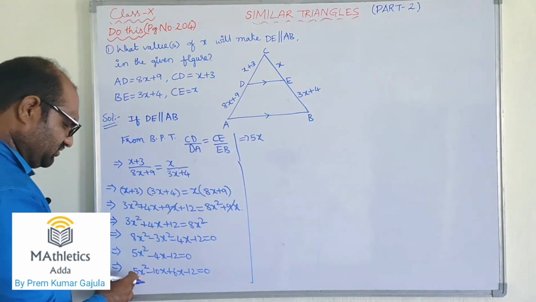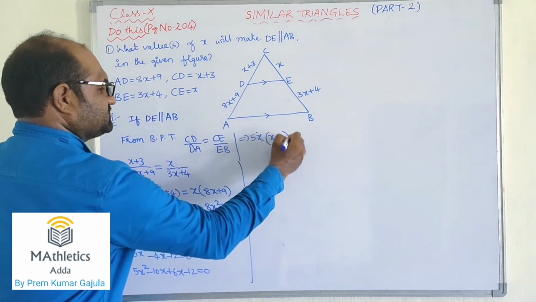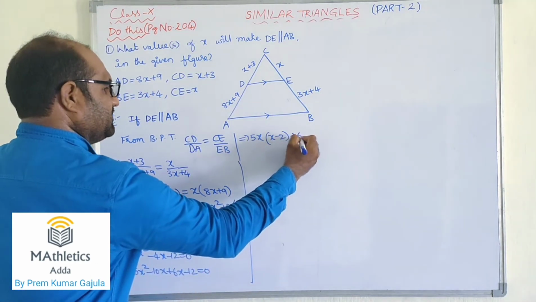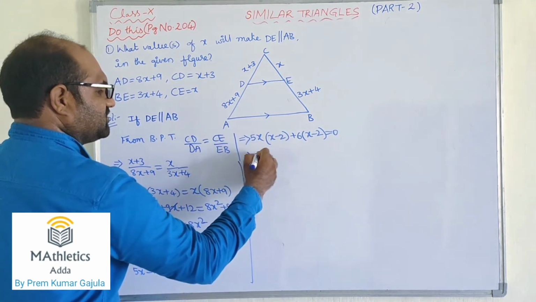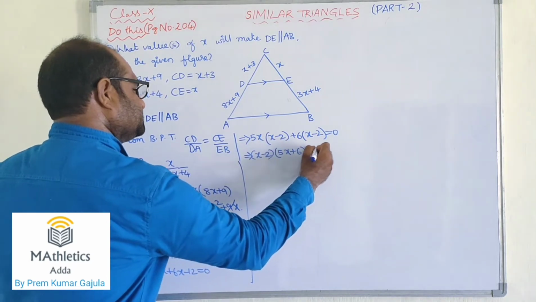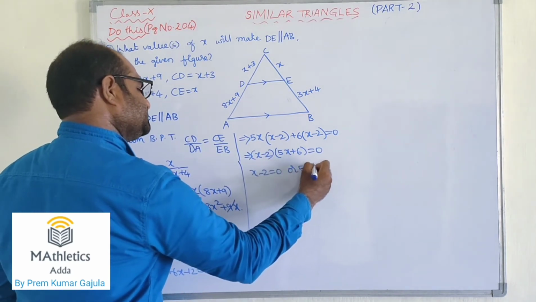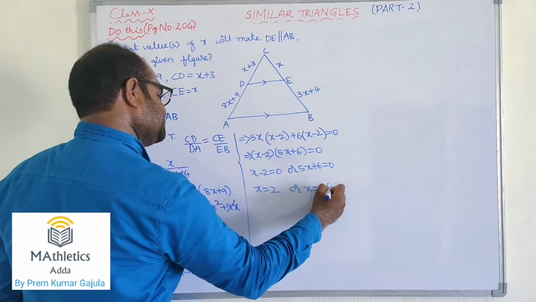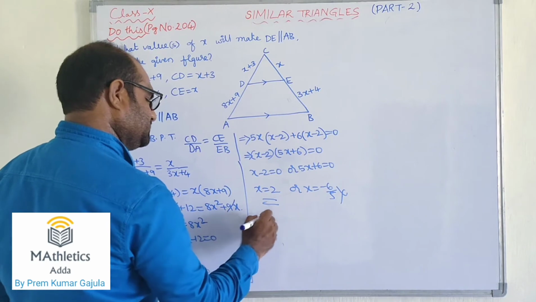If you take 5x common, so you will get here x and here you will get minus 2. So x minus 2. And here if you take plus 6 common from these two terms, then you will get x minus 2 again is equal to 0. Now x minus 2 common, then you will get 5x plus 6 is equal to 0. That is x minus 2 is equal to 0 or 5x plus 6 is equal to 0. That is x is equal to 2 or x is equal to minus 6 by 5. This fraction value we don't take, so we consider this only. So x value 2 is the answer.